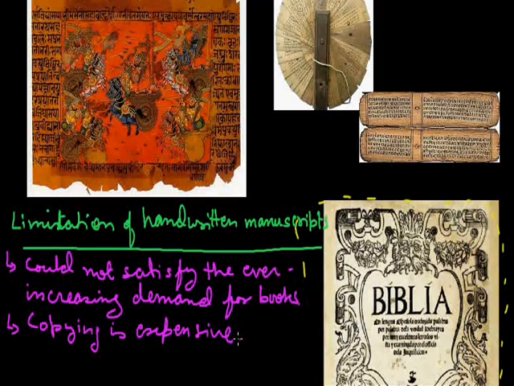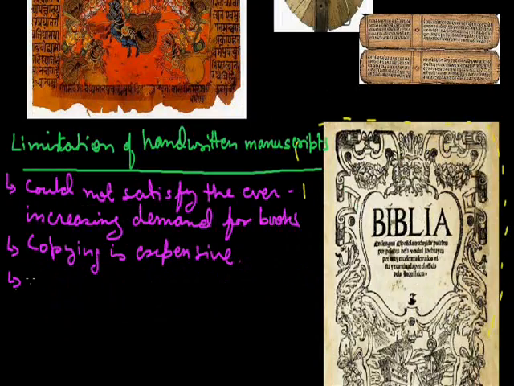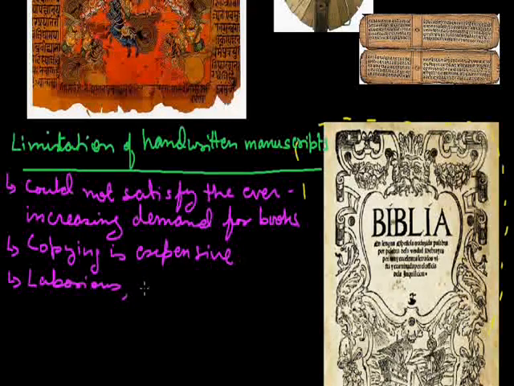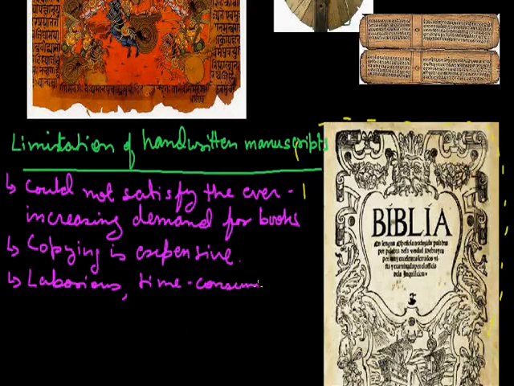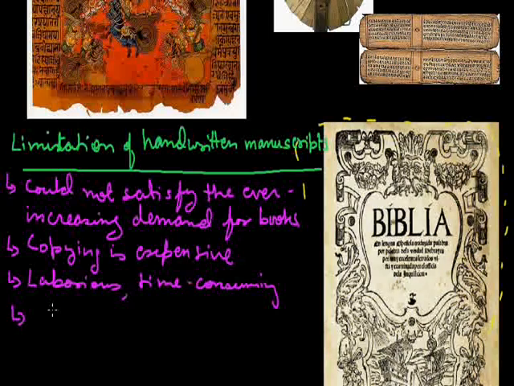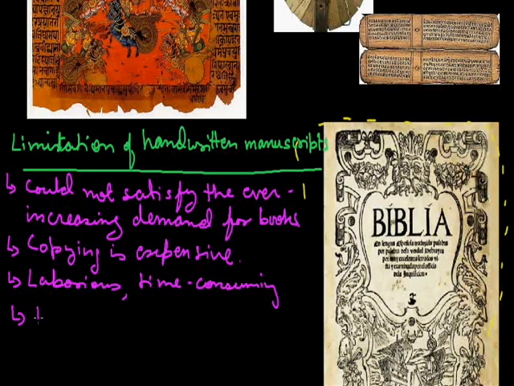The copying of these books is expensive, as we did in the last part also, where we saw a lot of people copying the same book by hand, and that is why it became very expensive. Not only is it very expensive, but also a laborious and time consuming work, as you can see here in these pictures.